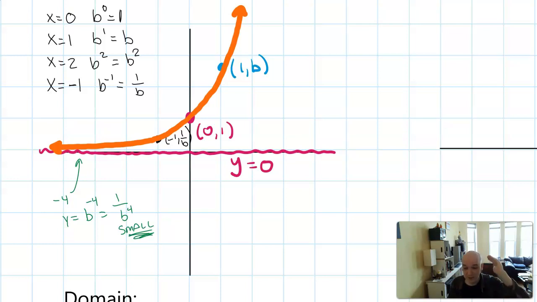However, it will never cross the asymptote because there's nothing in 1 over b to the fourth that's going to cause it to be 0 or negative. Since the base isn't 0 and the exponents aren't 0, there's nothing here that's going to actually create a 0. This is always going to be above, but getting closer and closer to this horizontal asymptote.